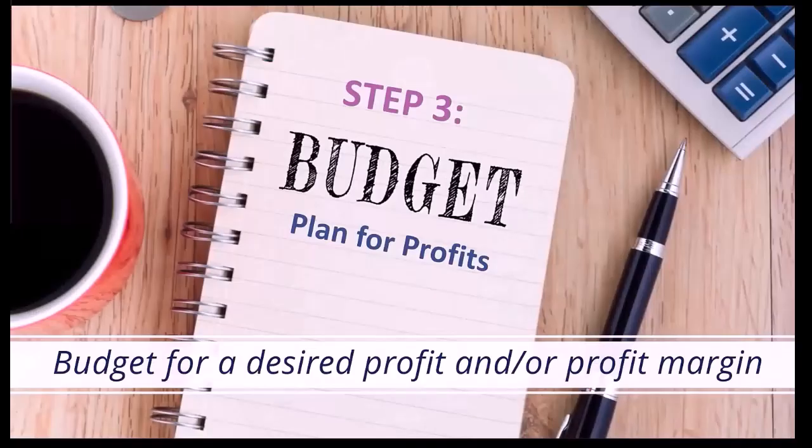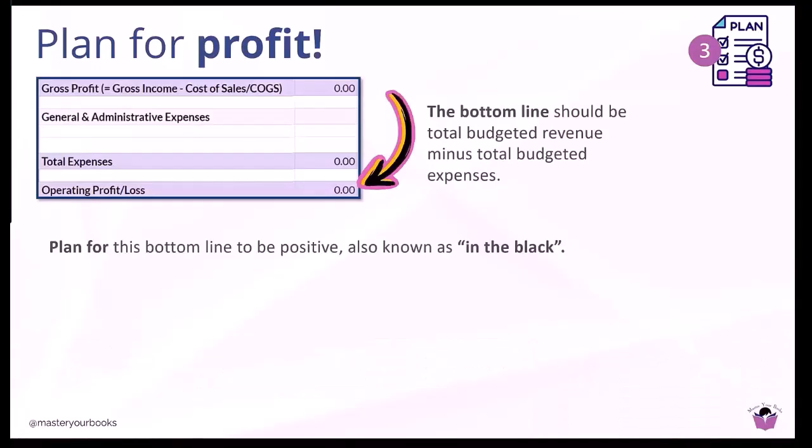And step 3 is planning for profits. So you can budget for a desired profit and/or a desired profit margin when you're creating your budget. What I mean by that is, of course, at this point, the budget is showing your income or sales on the top. You went ahead and allocated those costs, expenses, under the income that came in, the funds, right? Because you allocated expenses to your funds. And now you've reached your operating profit.